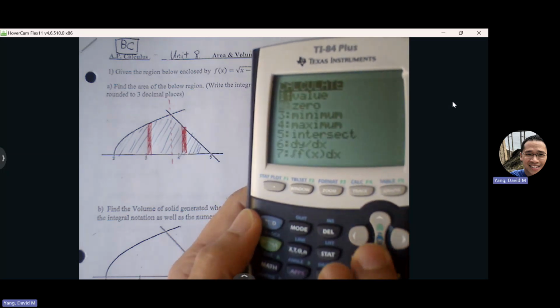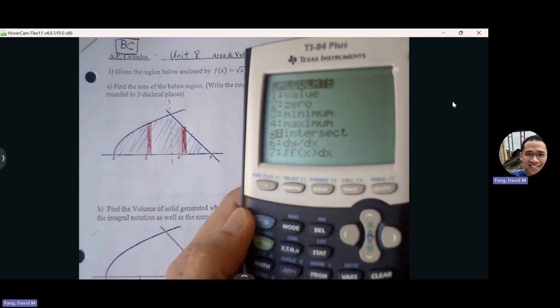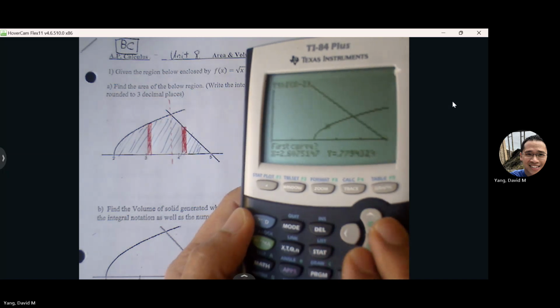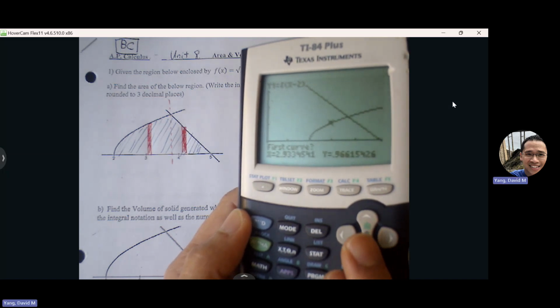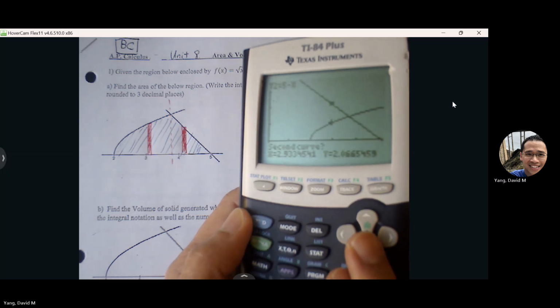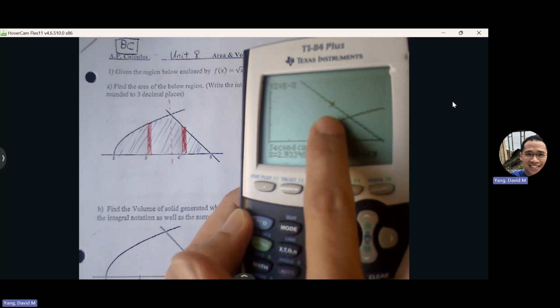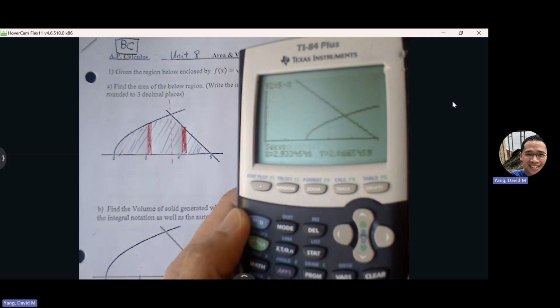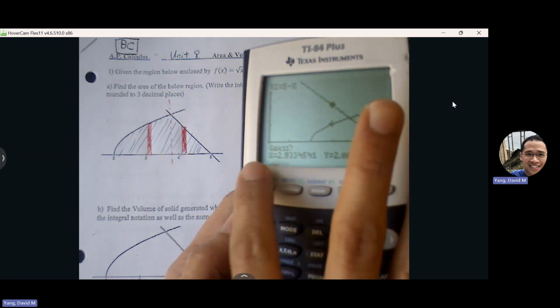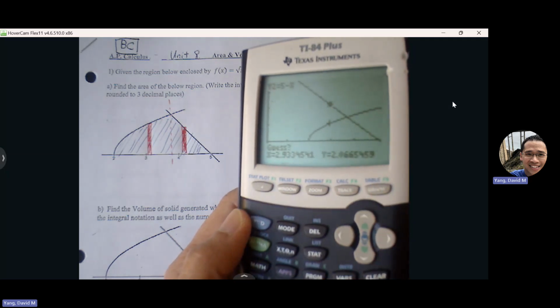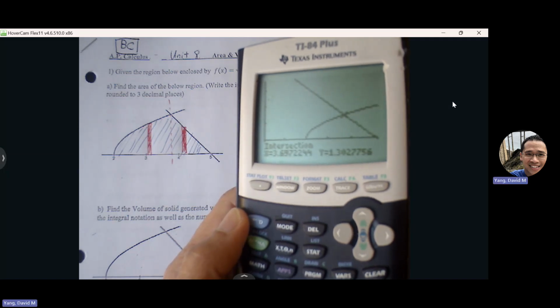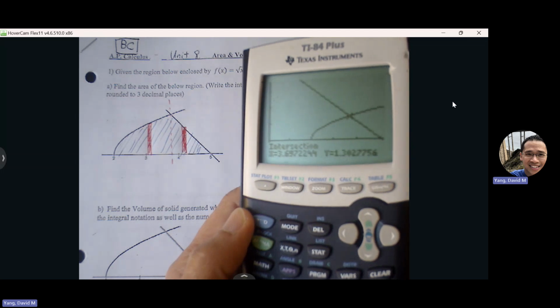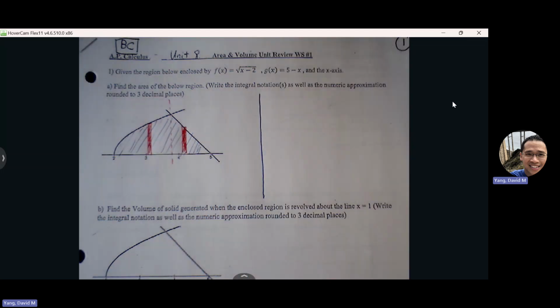Second trace, 5, second trace intersect. Pick a point on one of the graphs near the intersection, hit enter. The blinking cursor will toggle to the other graph, hit enter, and hit enter a third time. It'll say guess question mark, and then it'll look for that intersection for you. Go ahead and write both the X and Y value down, even though right now we only need the X. We might need that Y value later on.